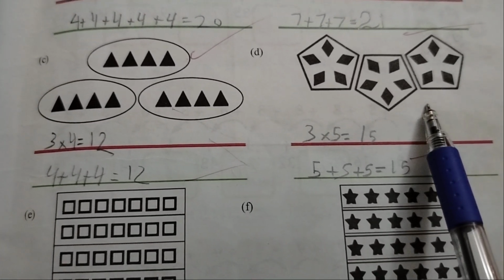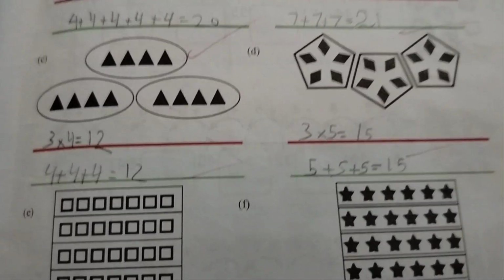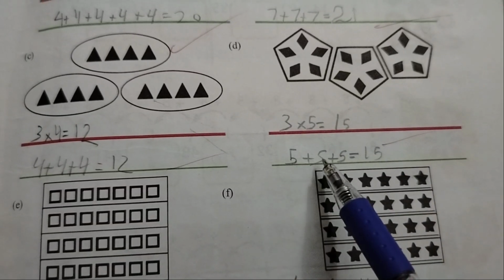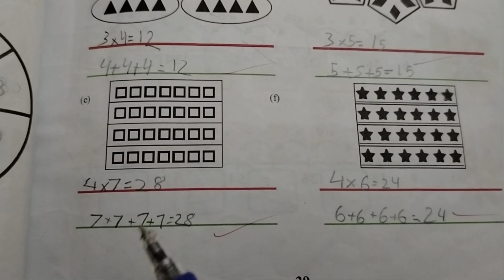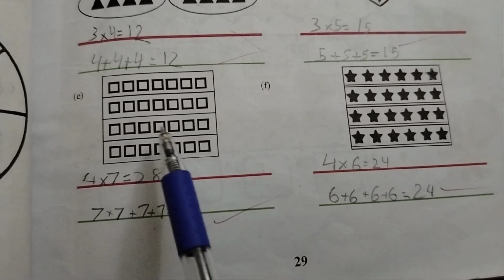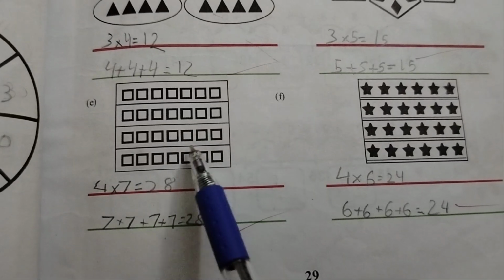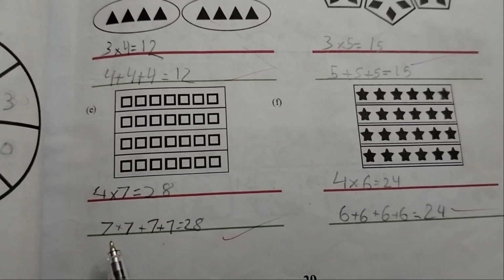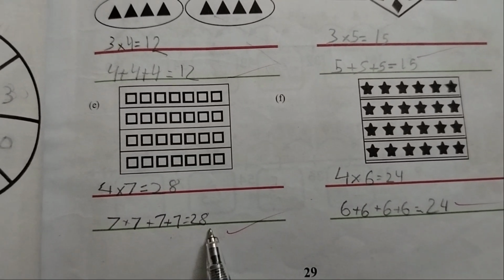In the next picture we see that there are 3 groups of 5. So we can write the statement in multiplication form as 3 multiplied by 5 is 15, or write 5, 3 times using addition, is 15. In the next picture we see that there are 4 groups of 7. So we can write the statement as 4 times 7 is 28, or we can write 7 using the addition sign 4 times. So the answer is 28.